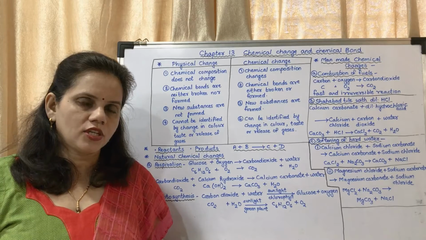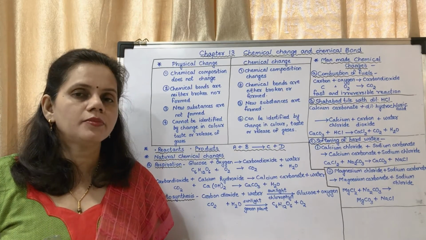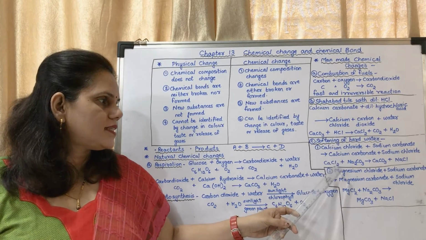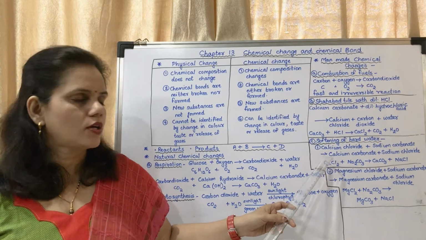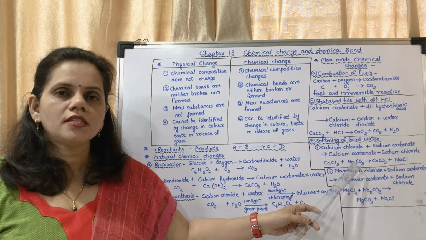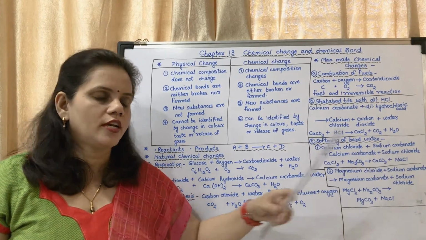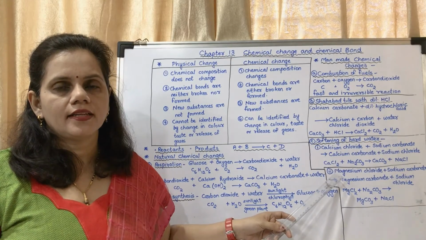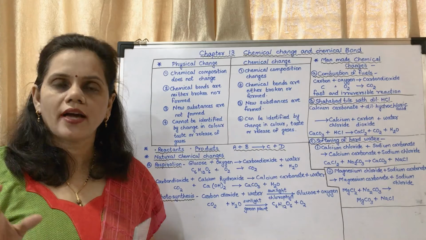This is the reaction for calcium salts, the chloride salts of calcium. This is the word equation. What is the chemical equation? CaCl2 plus Na2CO3. CaCl2 is calcium chloride, Na2CO3 is sodium carbonate, gives calcium carbonate plus sodium chloride. Next is about magnesium. This has not been given in the textbook. The reactions which have not been given in the textbook, you have to write them.